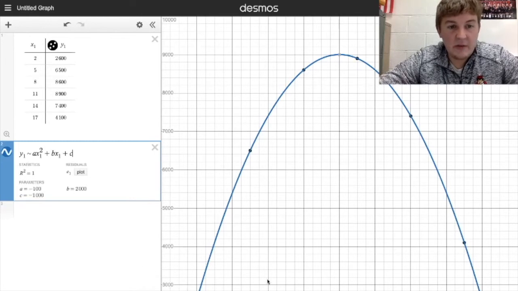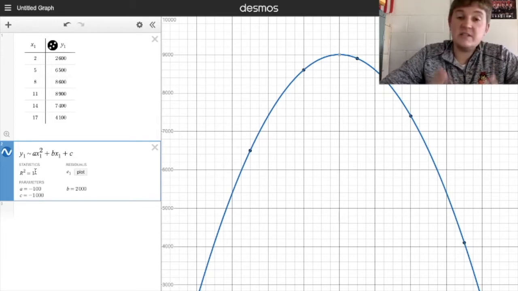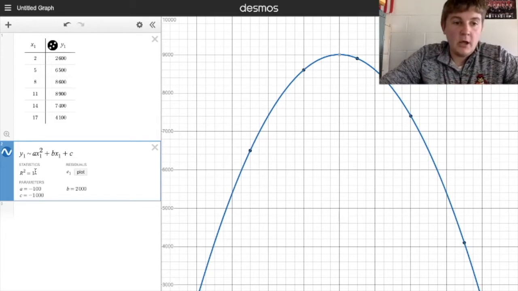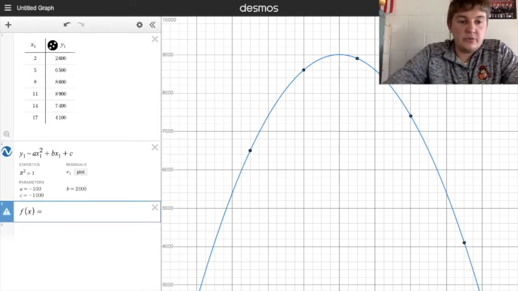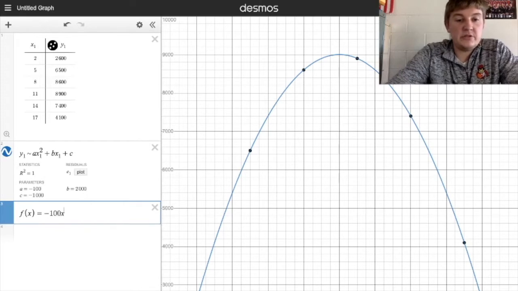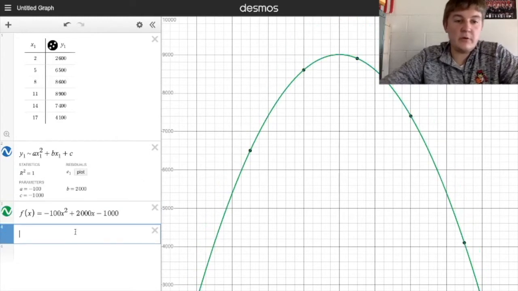Okay, so again, it looks like it's a pretty good curve. Okay, and it looks like it fits it perfectly. In fact, as you can see, my R squared statistic is exactly a 1, meaning that this is a perfect fit. Okay, so that means my function would be f of x is equal to negative 100x squared plus 2,000x and then minus 1,000. So this green line is our perfectly fit curve.